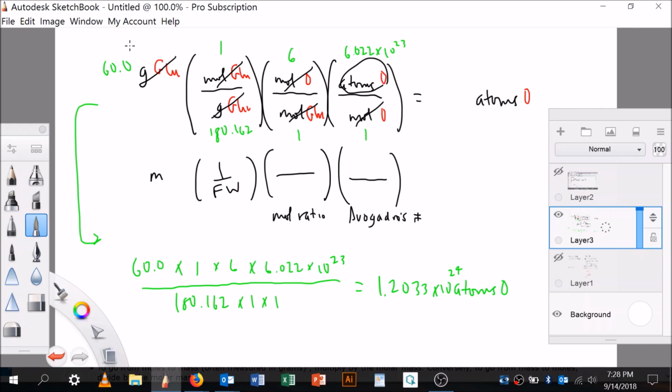Now I have to ask how many sig figs I have. I have 3 sig figs here. That was exact, so it doesn't matter. 4 sig figs here, although I looked it up, we can look up 5 even. And 6 sig figs here. So 3 is the smallest number, and I can only use 3 sig figs. So this is going to have to be reported as 1.20 times 10 to the 24 atoms of oxygen.